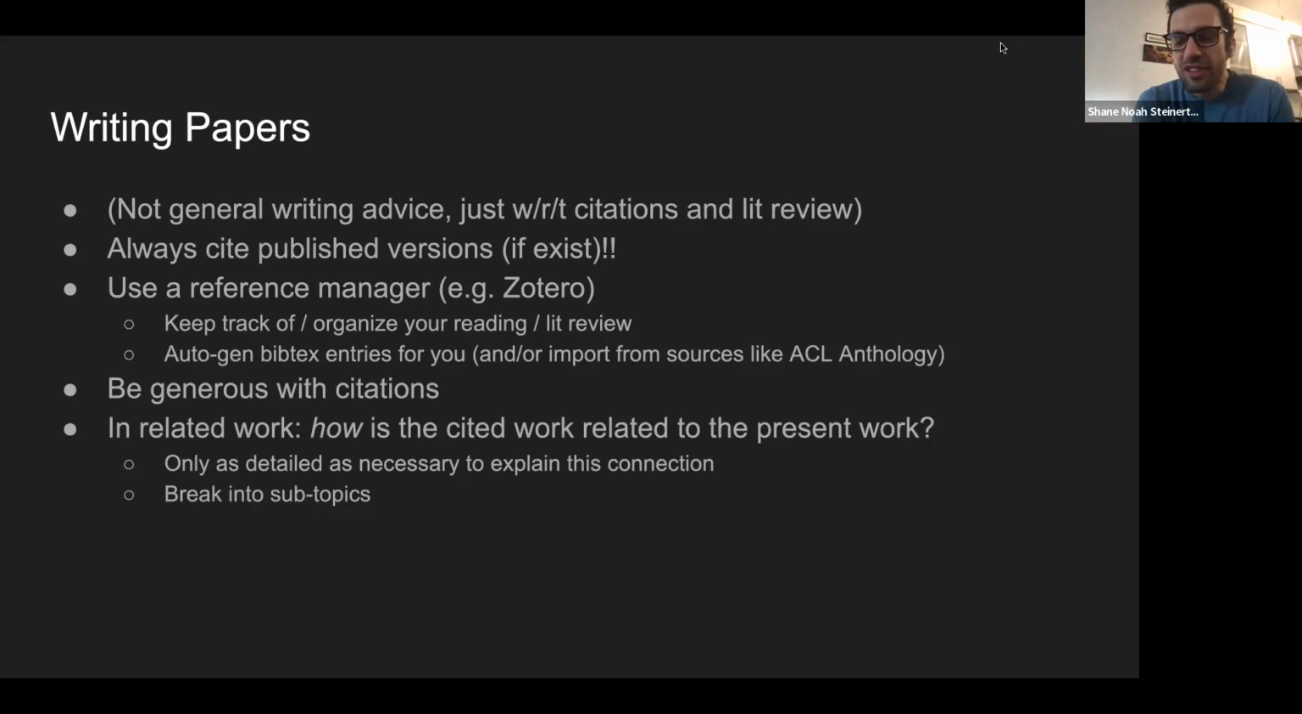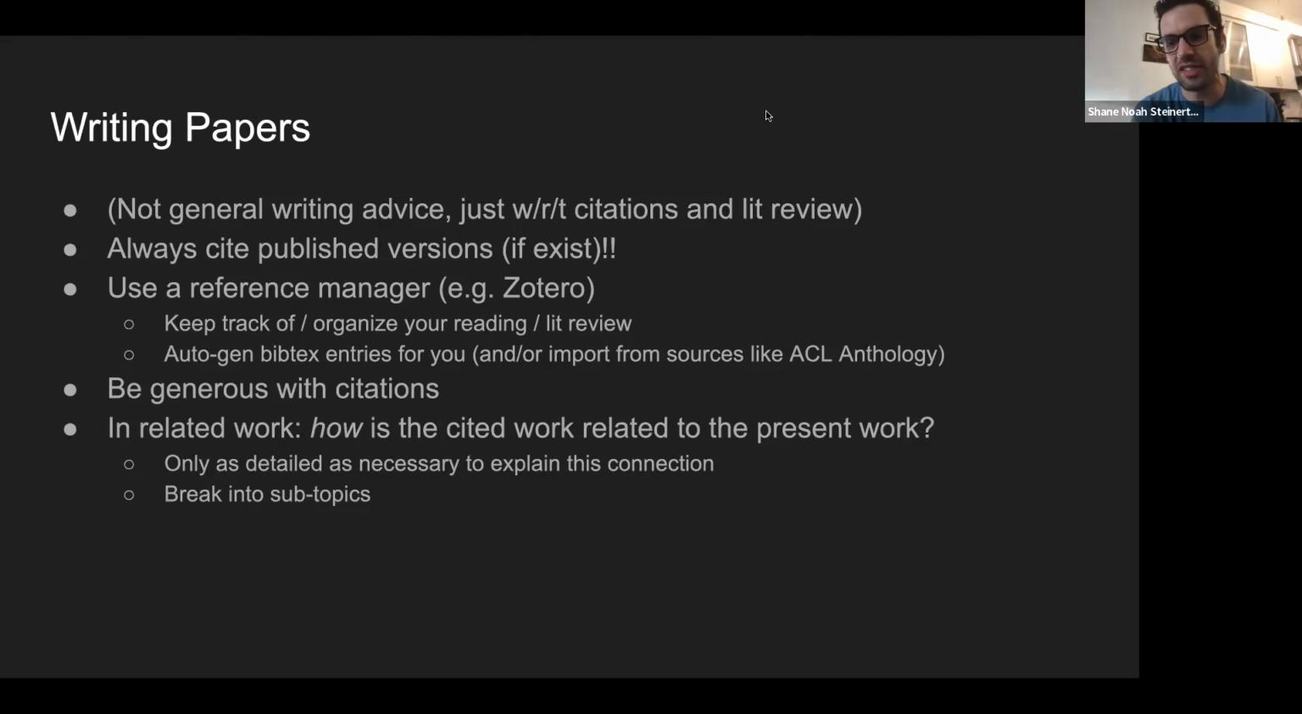In general, be generous with citations when you're writing. If you know about something that is relevant, don't be afraid to cite it. We're all trying to do the same thing and work towards the same goals. So be generous.